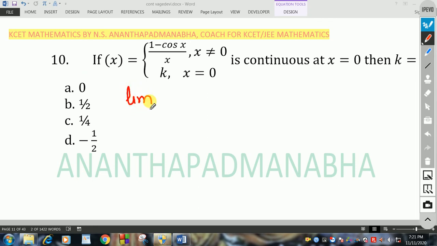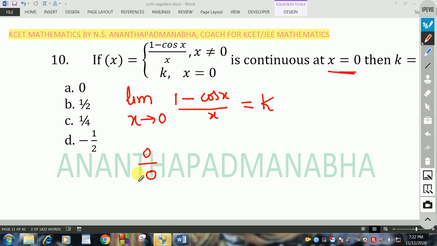So limit as x tends to 0, because it is continuous at x equals 0, therefore I am taking limit as x approaches 0 of 1 minus cos x by x is equal to k. See here, when you apply the limit, you will get 1 minus cos 0, which is 0. In the denominator also you will be having 0. So we can apply the formulas of trigonometry, that is 1 minus cos x is 2 sin square x by 2, divided by x, and proceed. But instead I will apply L'Hopital's rule again.